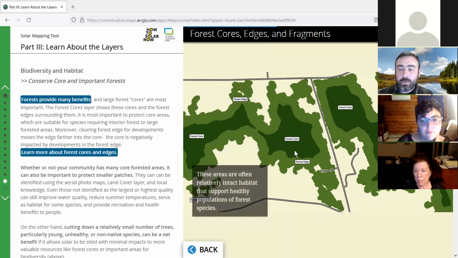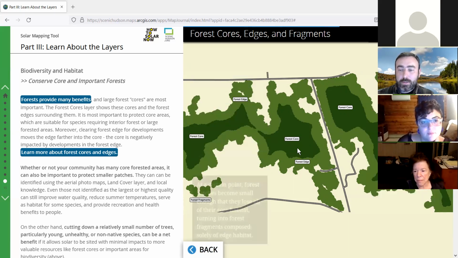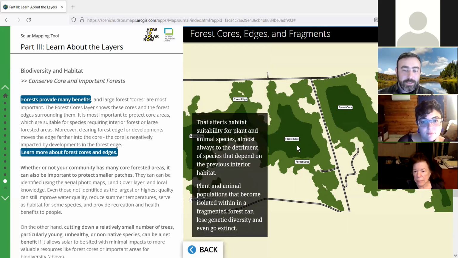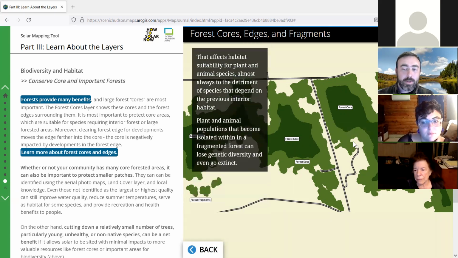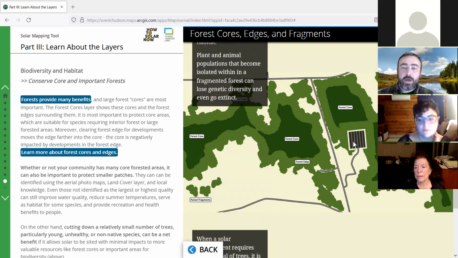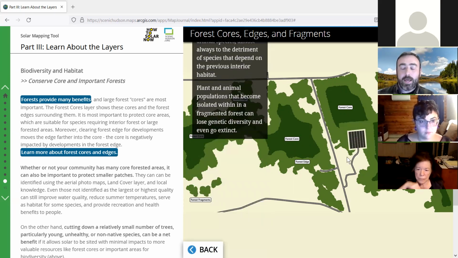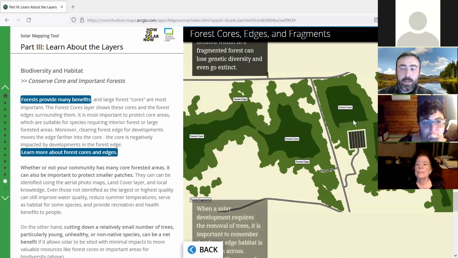And so if you plop down, pardon my scrolling here, and there's obviously more detail about what I've just explained, but if you plop down a solar panel, even if you're only clearing a little bit of forest, and even if it's only in the edge, you're pushing the edge deeper into the core, and you can be breaking up core blocks. And so even clearing on the edge of a forest can really negatively impact the core depending on your setting, on your location. So for instance, this solar panel here is eating into these two cores. It's splitting one big core into two smaller cores.